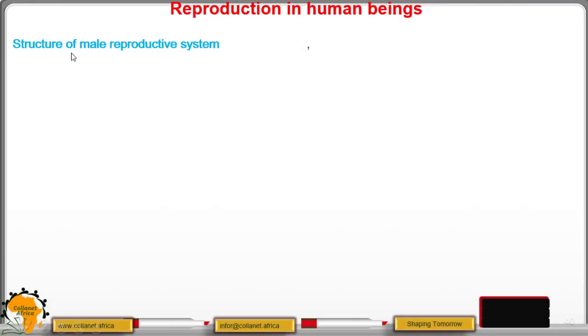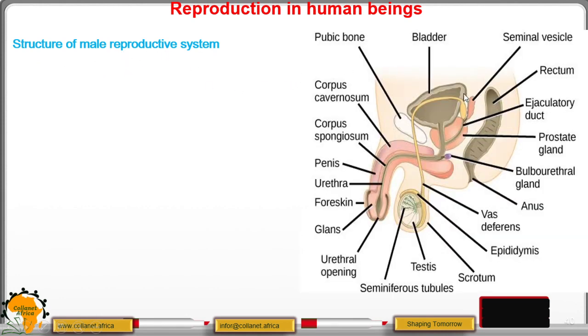We move forward to look at the structure of the male reproductive system. This is the structure of a male reproductive system. We have the penis. Inside the penis is the urethra, and the penis is covered by a foreskin. We have the testes covered by a scrotum, and inside the testes are seminiferous tubules. Alongside the testes is the epididymis and the sperm ducts, and also attached to this structure are some glands. We have the prostate gland, and also we have the Cowper's gland.